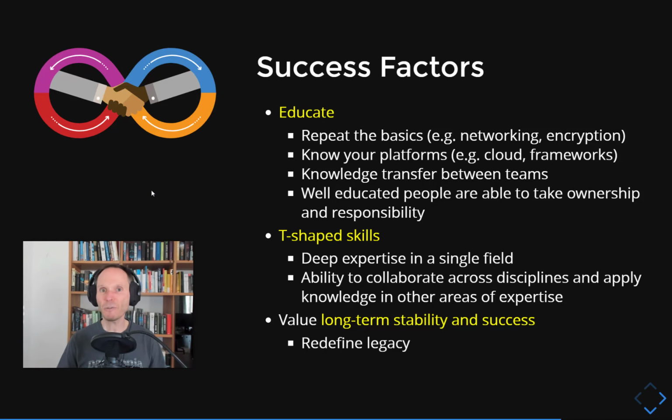So we have to redefine legacy. Legacy is not old. It's not something that people have to apologize for. It's something that we have to value. And we have to bring people who have decades of knowledge in a non-cloud native world into cloud native teams, because they have the right mindset to build cloud native solutions, which are not just shiny and new, but also have a long-term value for the company.